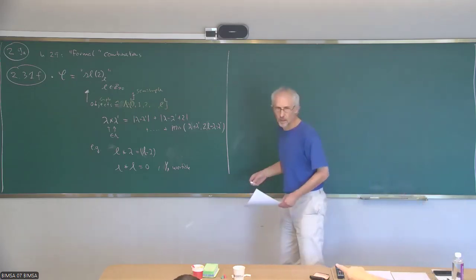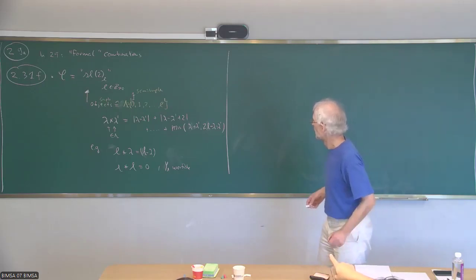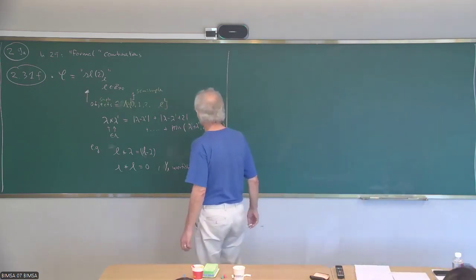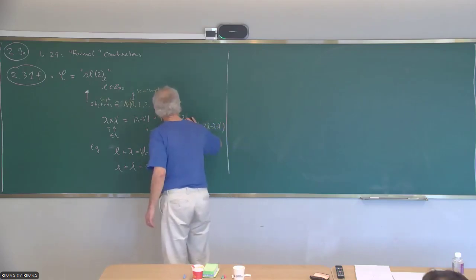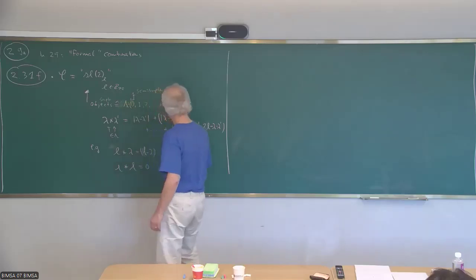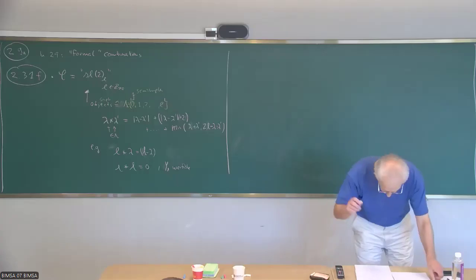And so the second term in the sum, the 2 should be outside of the absolute value. Let me see. You're right. Yeah. And then I need a bracket in order not to mix this up with this class here. That is wrong.